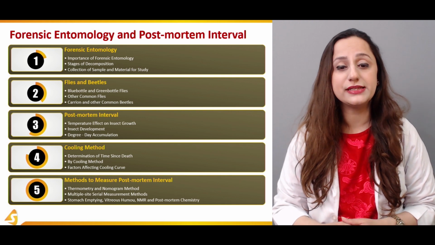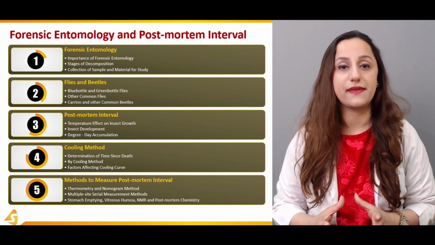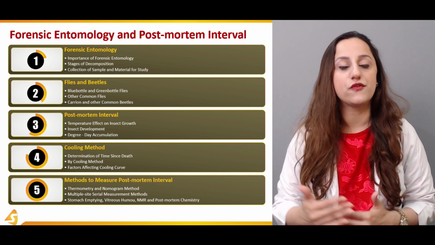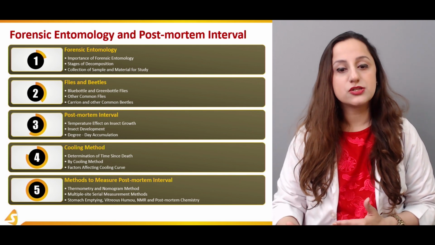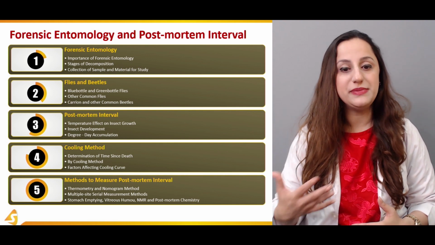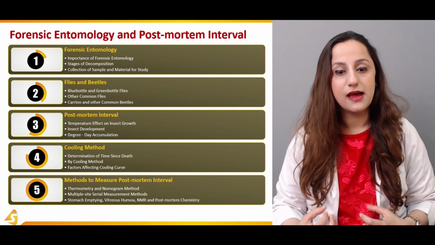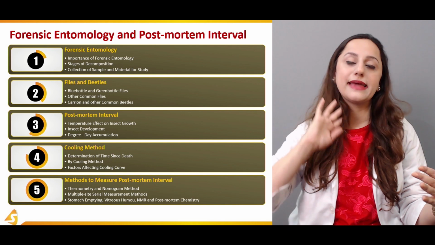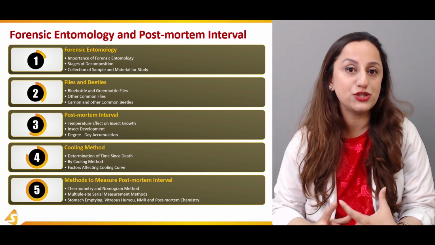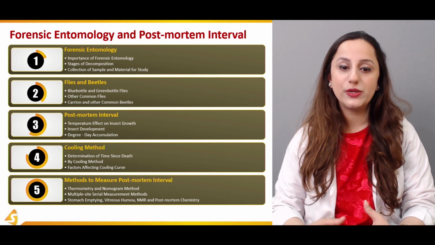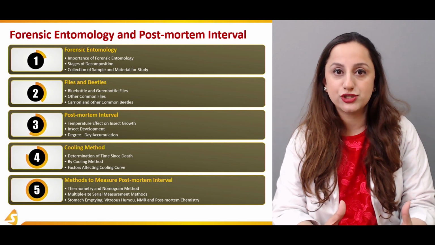The fourth section deals with the cooling method. The cooling method also contributes towards the calculation of the post-mortem time interval. So how do we determine that? Moving on in this section, we'll be dealing with the cooling methods and the factors affecting the cooling curve. Now, there are a lot of factors. They can be environmental factors, they can be geographical factors, which will affect the cooling methods. And we'll be discussing all of this in the fourth section.